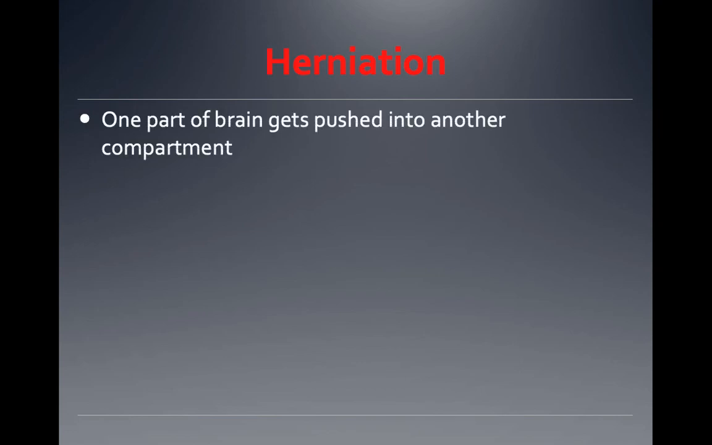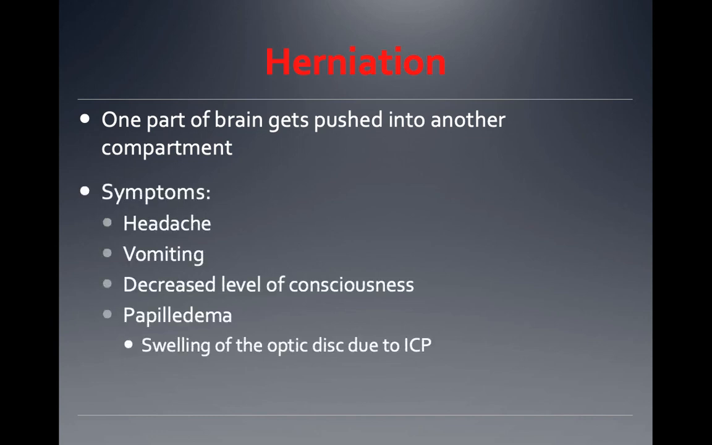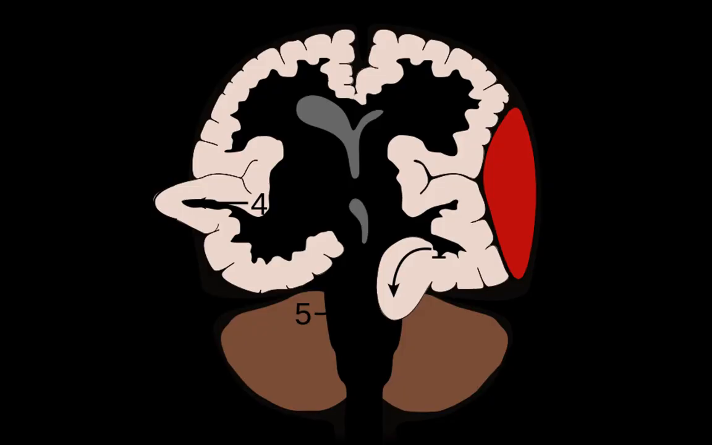So herniation of the brain is where one part of the brain gets pushed into another part. And symptoms: headache, vomiting, decreased level of consciousness, and even papilledema, which is swelling of the optic disc. And this can often be fatal. So you can see where parts of the brain have pushed outward, and this could be due to, for instance, a blood clot here, and that blood clot is creating pressure.